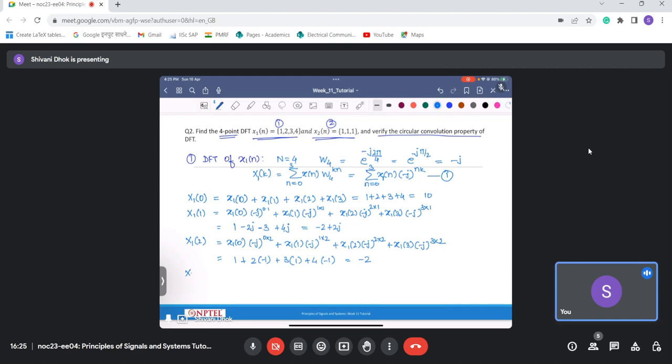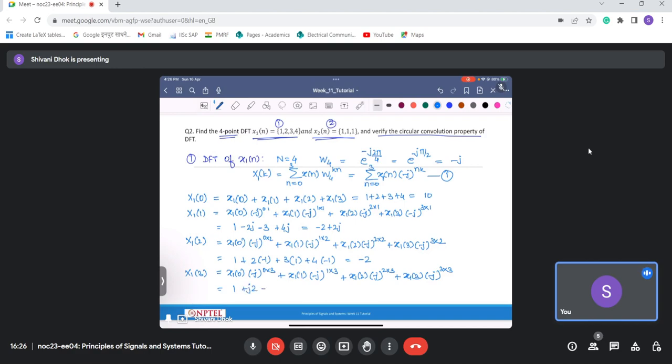And X1[3] is equal to x1[0] times minus j to the power 0 into 3, plus x1[1] times minus j to the power 1 into 3, plus x1[2] times minus j to the power 2 into 3, plus x1[3] times minus j to the power 3 into 3. Okay, so now this comes out to be 1, plus j into 2.